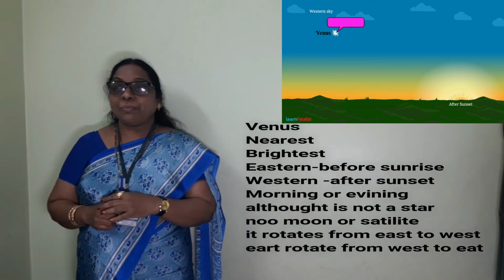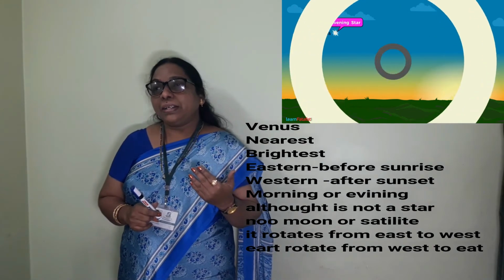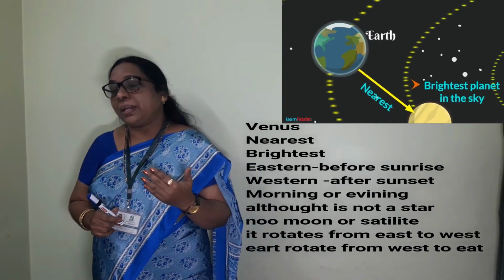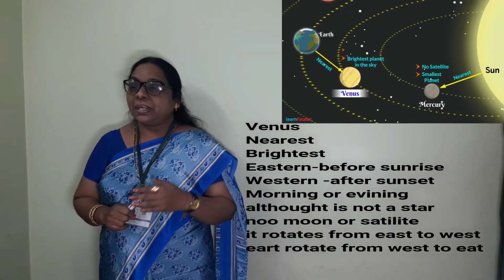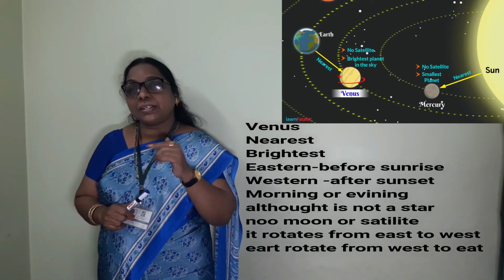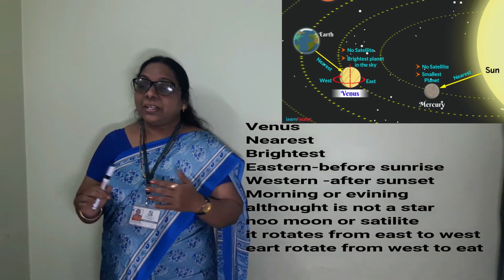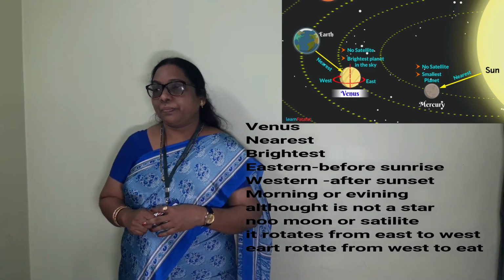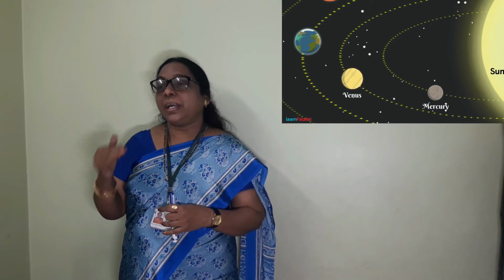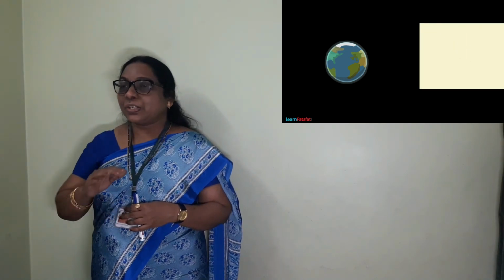Children, let me repeat the points about Venus. It is Earth's nearest planetary neighbor, and it is the brightest planet in the night sky. It appears in the eastern sky before sunrise, and sometimes in the western sky just after sunset. Very often we call it an evening star or morning star, although it is not a star. It has no moon and no satellites of its own.